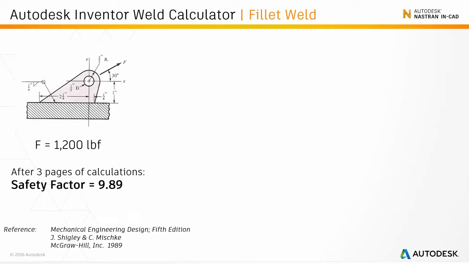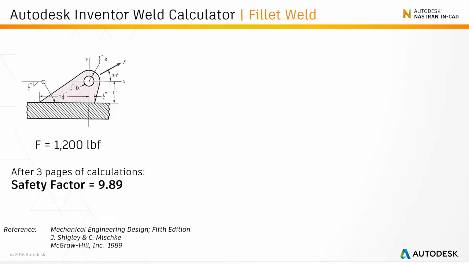So this example here was taken from Shigley's, which is one of the more common mechanical design reference manuals. I've got a copy of it sitting right in front of me at the moment, and it's common within education and industry to use a tool like this when helping you size welds. If you run through the hand calculations for this example, you're probably going to run through about 3 pages of calculations, and it's going to take you around 45 minutes to an hour to do that.